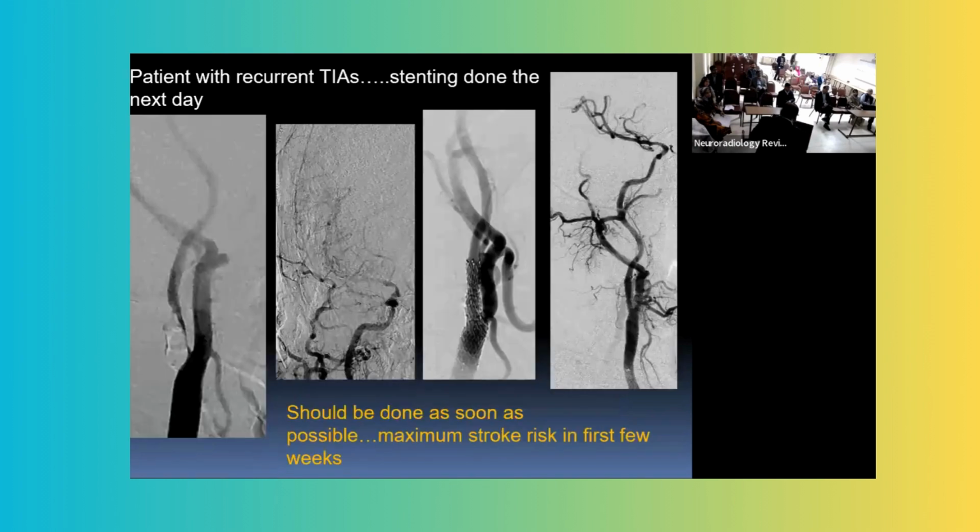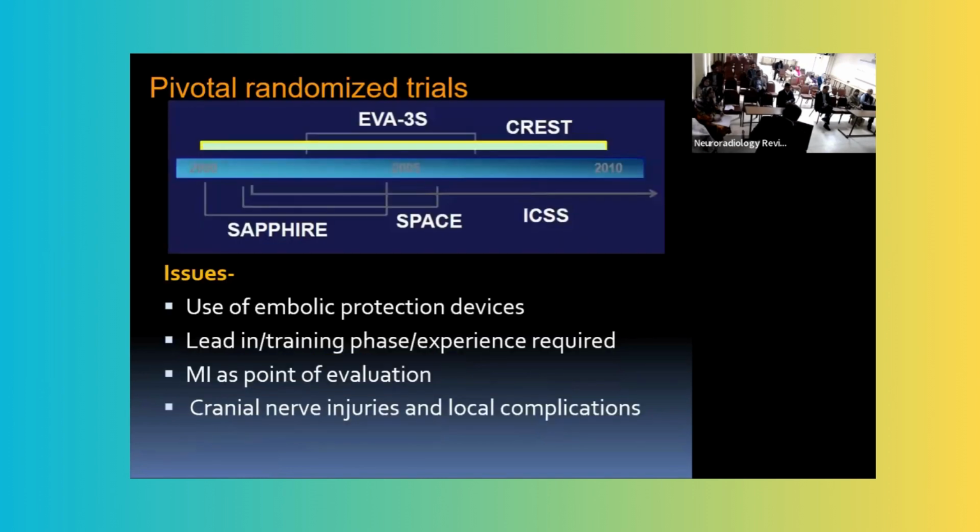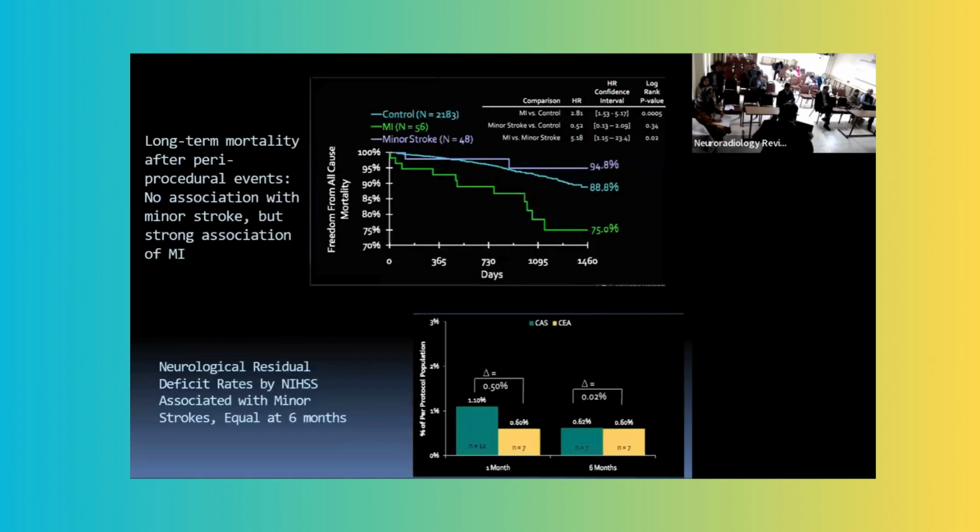Another case of carotid artery stenting. These are the different trials, the SAPPHIRE trial and the SPACE trial. Regarding carotid stenting trials, these trials have shown that there is reduced risk in morbidity and mortality, especially with carotid artery stenting, but there is a higher risk of MI with carotid artery stenting.